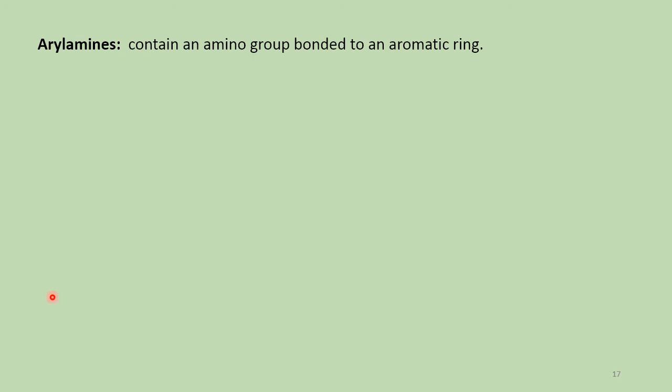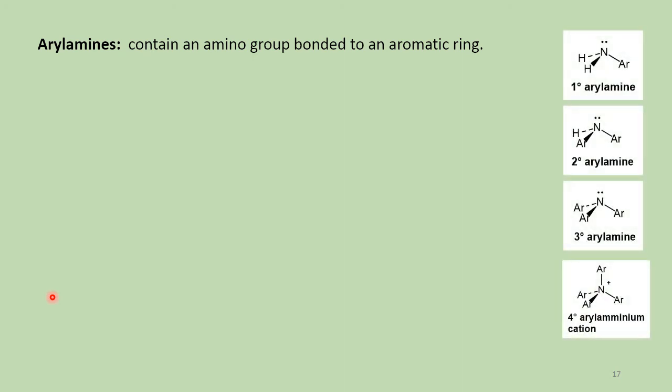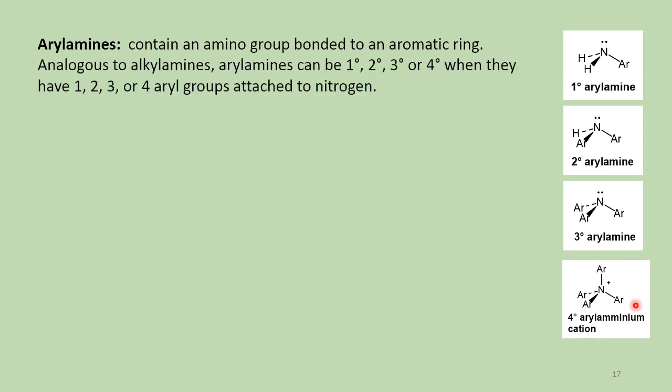Arylamines are like alkylamines. There's an amino group bonded to an aromatic ring. So here we have a primary arylamine with one aryl group bonded to nitrogen. A secondary arylamine has two aryl groups bonded to nitrogen. A tertiary arylamine has three aryl groups bonded to nitrogen. And when we have four aryl groups bonded to nitrogen, this would be a quaternary arylaminium cation.